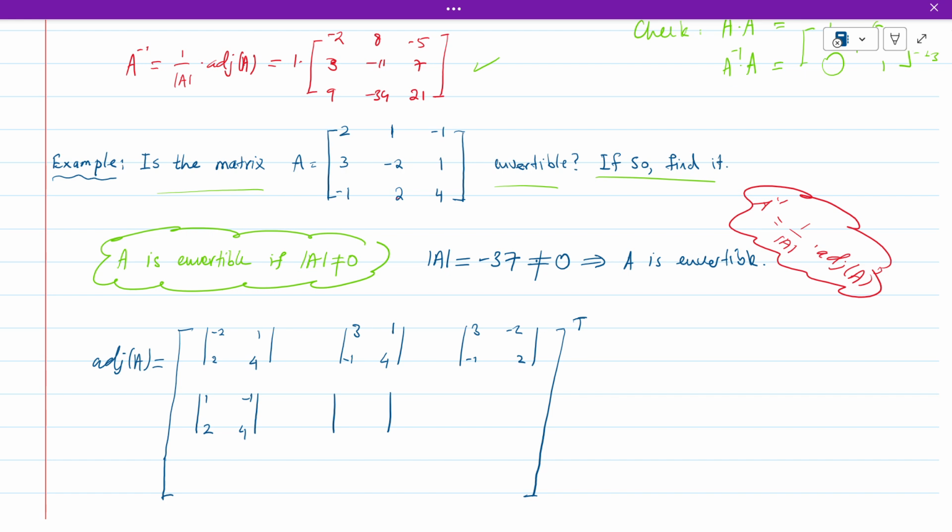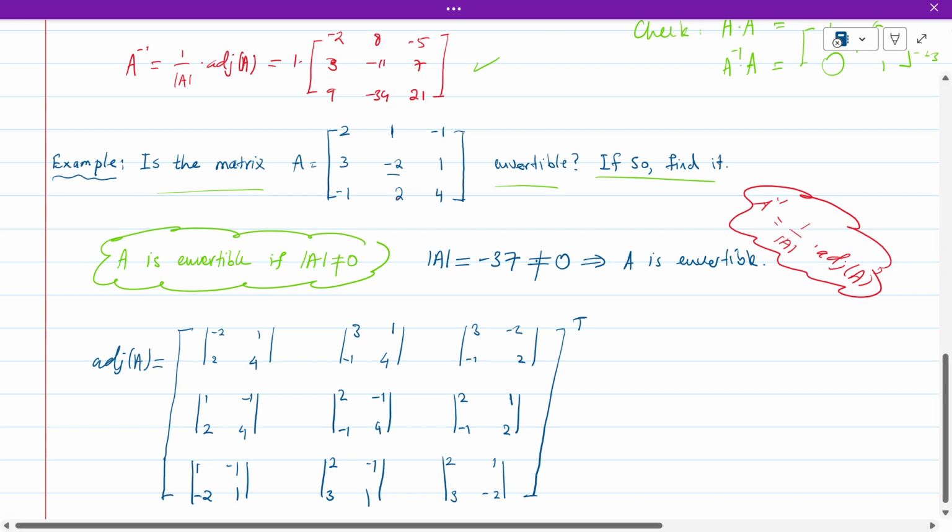So it will be 2, negative 1, minus 1, 4, then 2, 1, negative 1, 2, then 1, negative 1, 2, 1, sorry, negative 2 here, it will come from there, and then the determinant of 2, negative 1, 3, 1, and the determinant of 2, 1, 3, negative 2. Okay, it comes from that part, the first 2 by 2 block matrix.